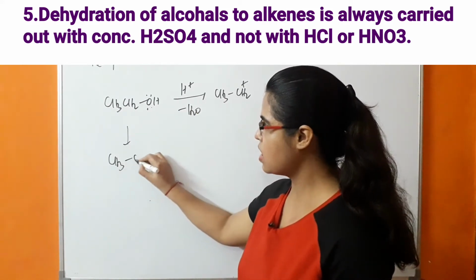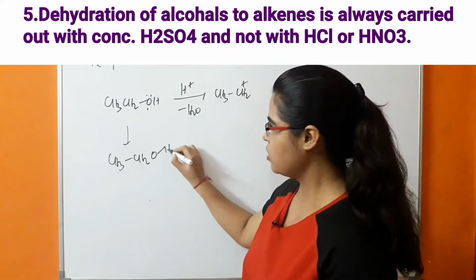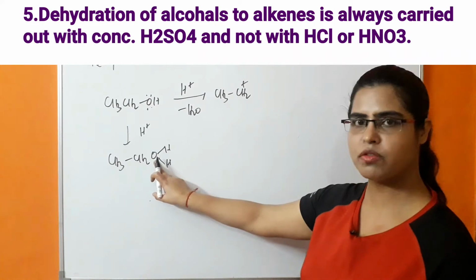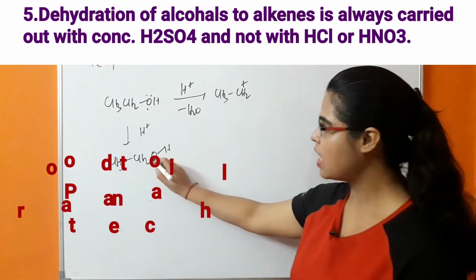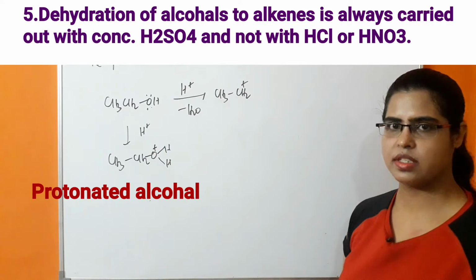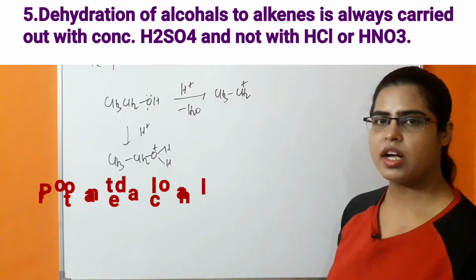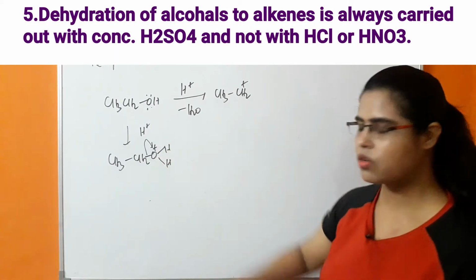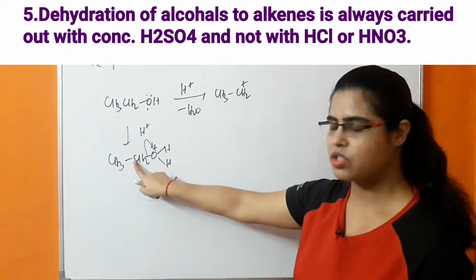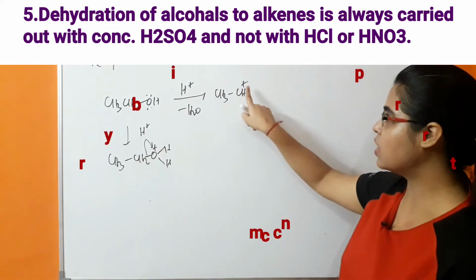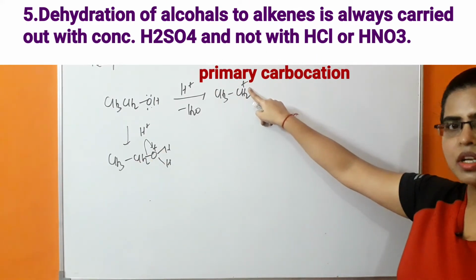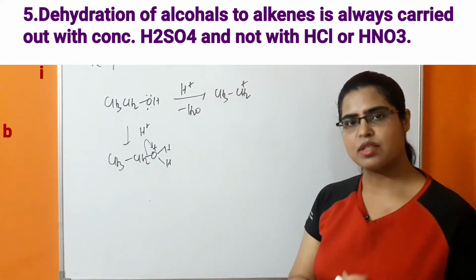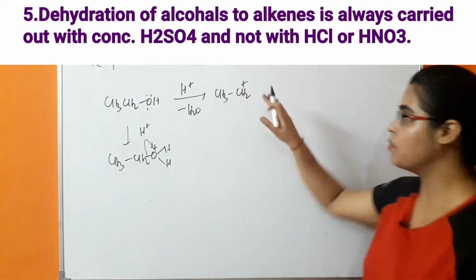So how is this formation taking place? This CH3, CH2, OH, when H+ is attacking on this alcohol, there will be formation of this protonated alcohol, and positive charge will come on this oxygen. And you know that the positive charge on oxygen is unstable. Because of that, this bond will be shifted towards this oxygen, so there will be positive charge on this carbon. First of all, you have to know that dehydration of alcohol takes place by the intermediate, that is a carbocation.